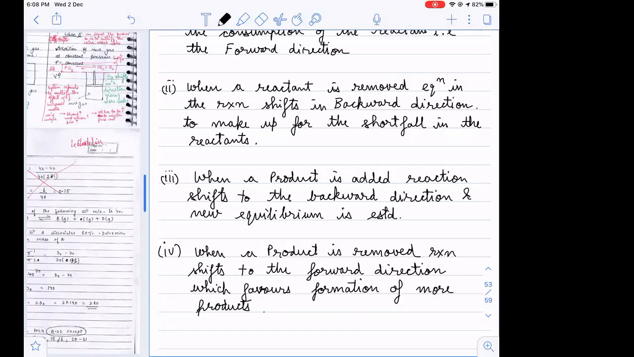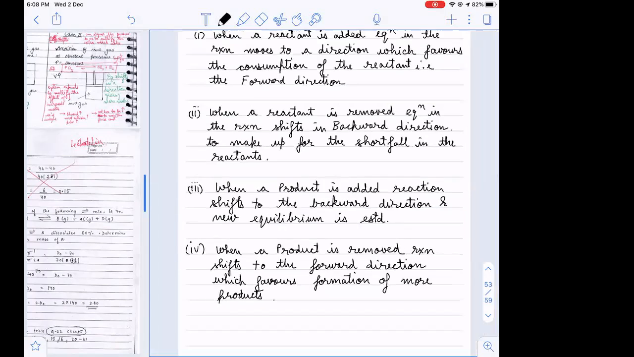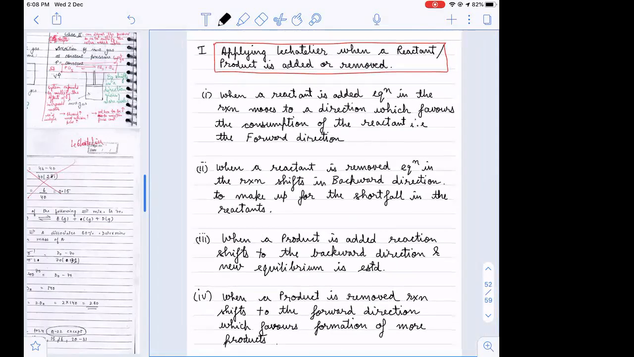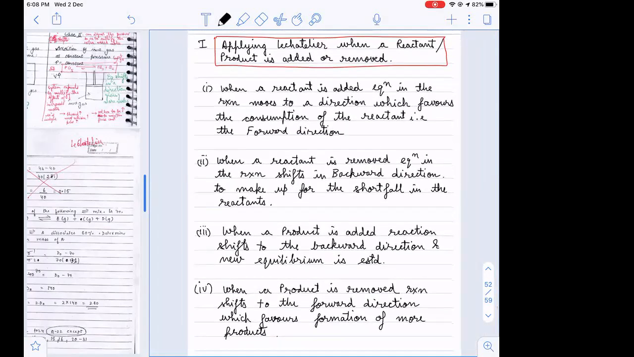Okay, so these were four different ways in which Le Chatelier tells you something when a reactant or a product is added or removed. So please write it down. I'm sure you must have understood, and then we'll see a few questions about them. Give the heading, give the first point, and then write 4 sub points.